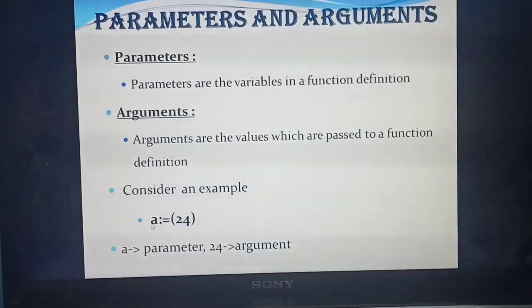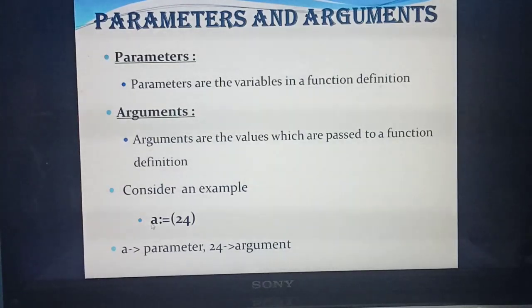Same way, the next definition is arguments. Parameters mean variables used in a function definition. Arguments mean the values in that parameter. You are going to pass some values to the function definition. What do you mean by values? Variables means A, B, C, D, like those alphabets. Values means A equal to 10, 10 is the value. B equal to 15, 15 is the value. Likewise, the value you are passing to the function definition is called the argument. Understood?